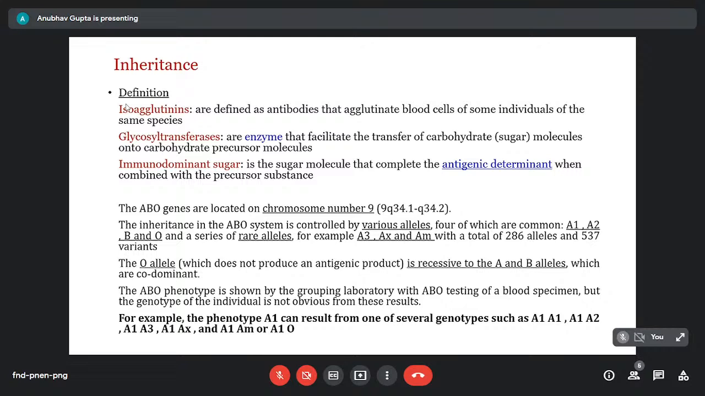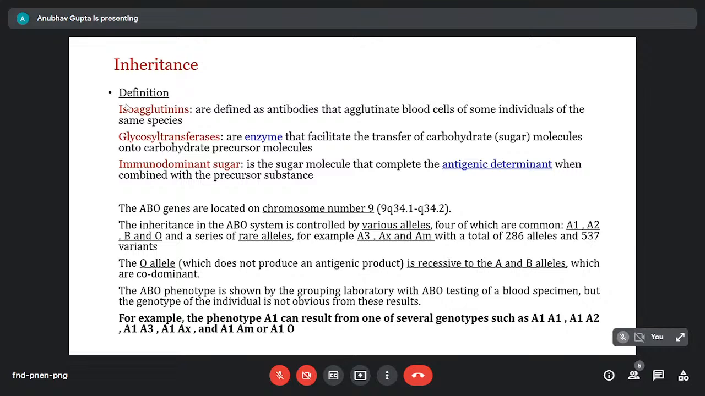The common ones are A1 and A2. For 80% of the time it is A1, and 15 to 18% is A2. And this 80% and 15 to 18%, I'm talking about the A antigen. And then it comes about the B and O alleles. The rare alleles for that A antigen are A3, AX, AM, with a total of 280 alleles in a single ABO blood group system with 537 variants. So this is the beauty of the ABO blood group system basically.